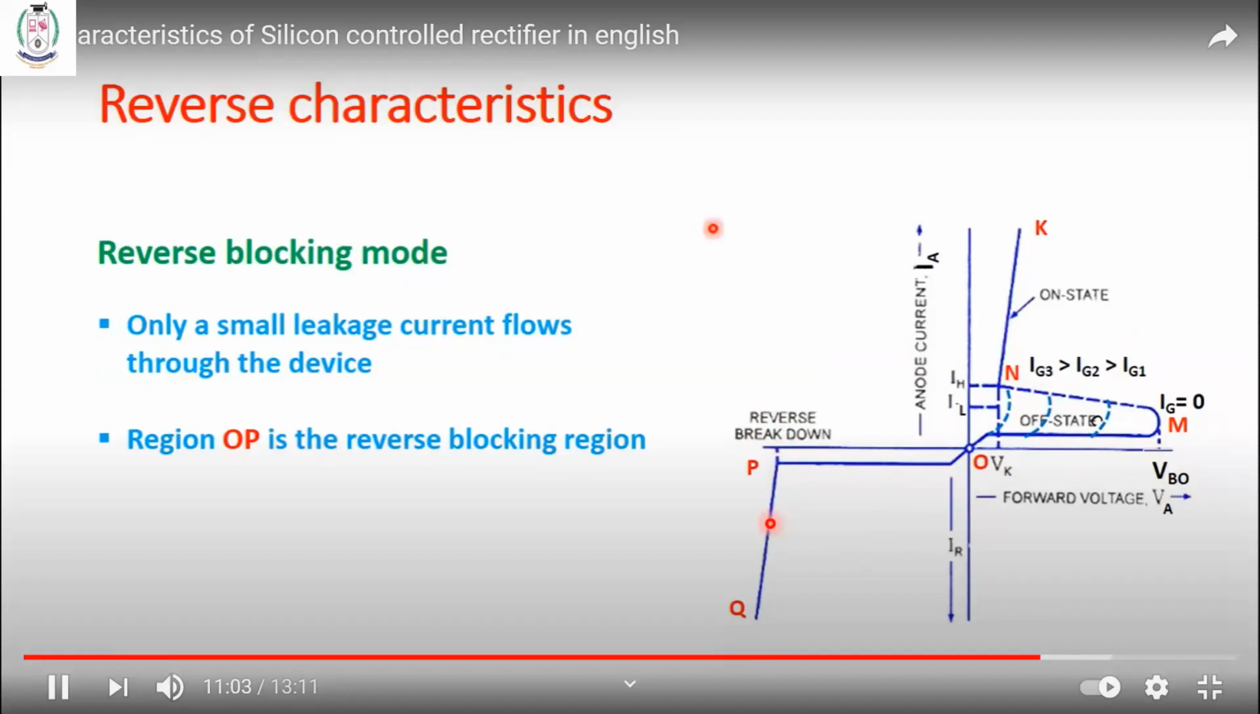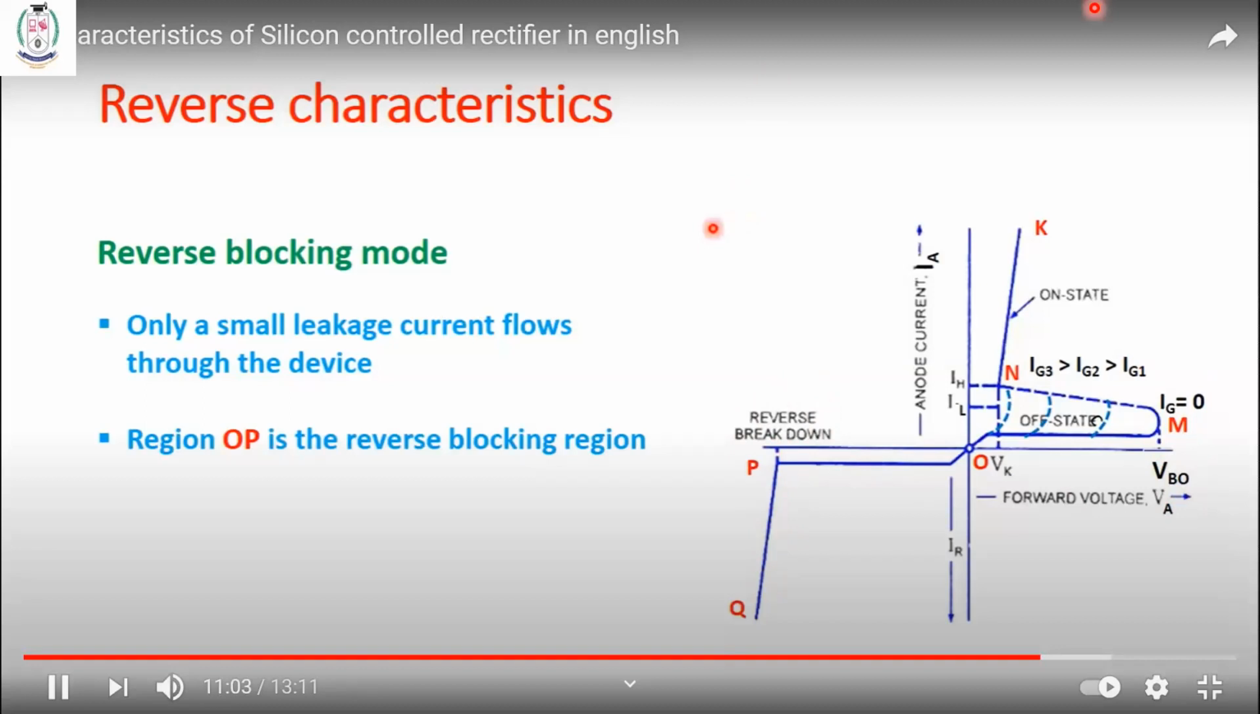The current will flow. But even though it's a reverse blocking state, a small leakage current only flows, in the order of microamps. But if you still apply a high reverse breakdown voltage, it will damage the SCR. That's why they give this region. This is the maximum sustainable voltage in the reverse breakdown voltage, and this is the forward breakdown voltage which I can apply. I should not apply beyond that voltage, as that will damage the SCR. So each SCR has a rating, and beyond that we should not operate the device.